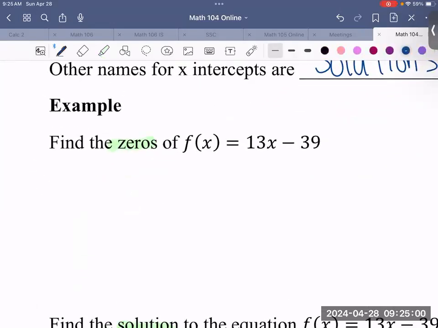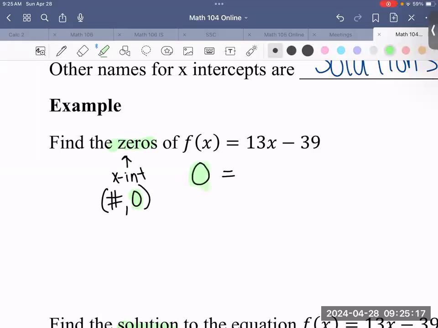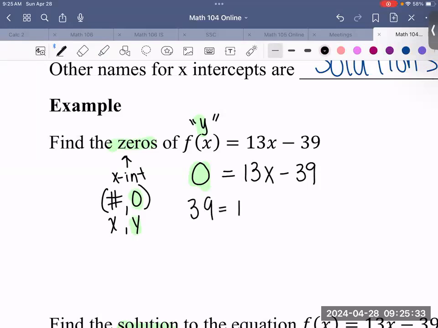So to find your zero, we set f of x equal to 0. That's another word for your x-intercept, where we have x as some number that we don't know and y as a 0. F of x is another way to say y, and you have your x and y coordinate. So we set it equal to 0. We have 13x minus 39, and we're going to solve it as we normally do. So we can add 39 to both sides and then divide by 13, and we get x is equal to 3.